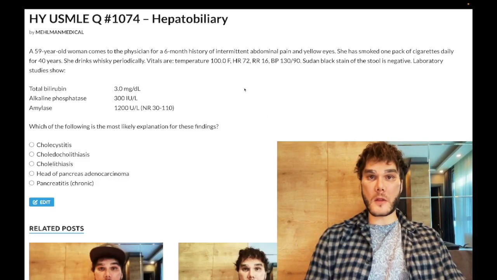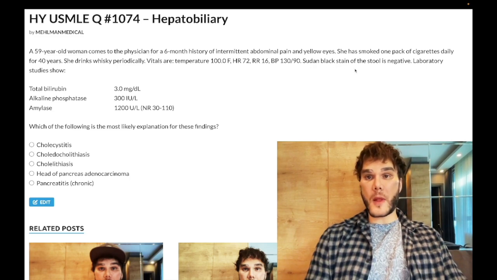Step 1, internal medicine surgery, Step 2 CK. A 59-year-old woman has a 6-month history of intermittent abdominal pain and yellow eyes. She smoked a pack of cigarettes daily for 40 years and drinks whiskey periodically. Vitals: temperature 100 Fahrenheit, heart rate 72, respiratory rate 16, blood pressure 130 over 90. Sudan black stain of the stool is negative. This is for fat, so oil red O and Sudan black are for fat staining.